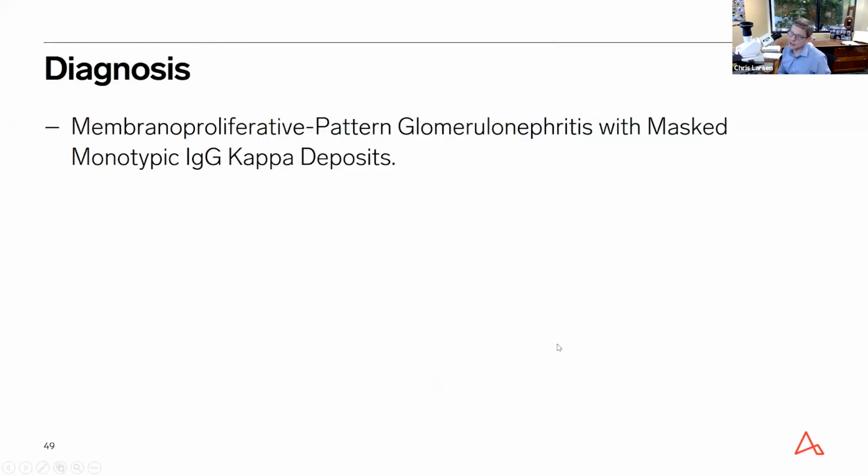So we get to a diagnosis here. I'm sorry, I forgot to put in an EM on this one. But the diagnosis is a membranoproliferative pattern of glomerulonephritis with a masked monotypic IgG kappa deposit.